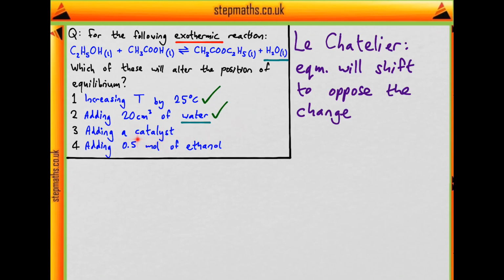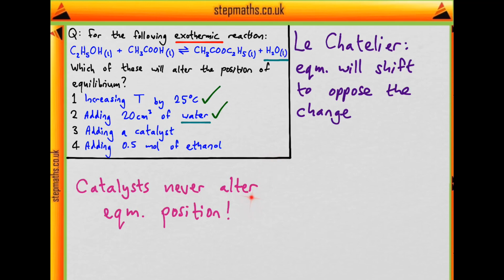Then we have adding a catalyst. Now what's this going to do? Well, we need to remember that catalysts never alter the equilibrium position. All they do is speed up how fast equilibrium is reached. So they're going to affect each side equally, and the equilibrium is not going to shift to favour a particular side of the reaction. So this one is actually wrong.